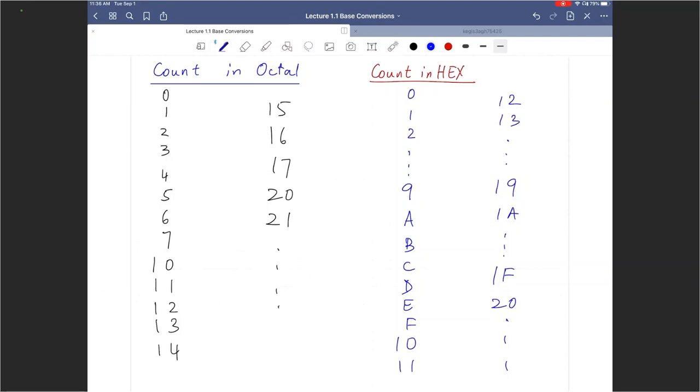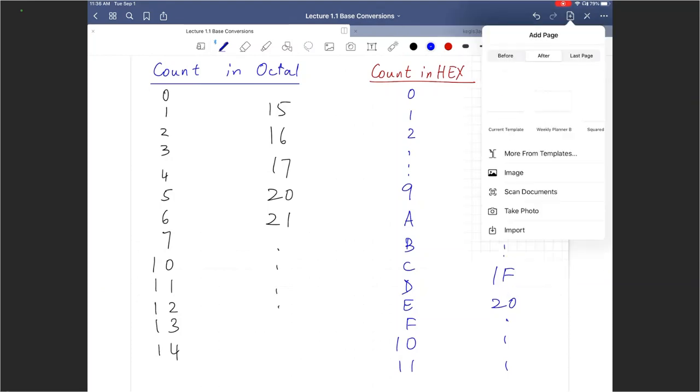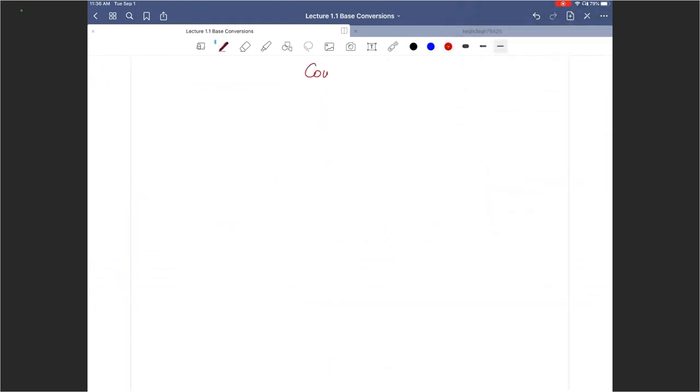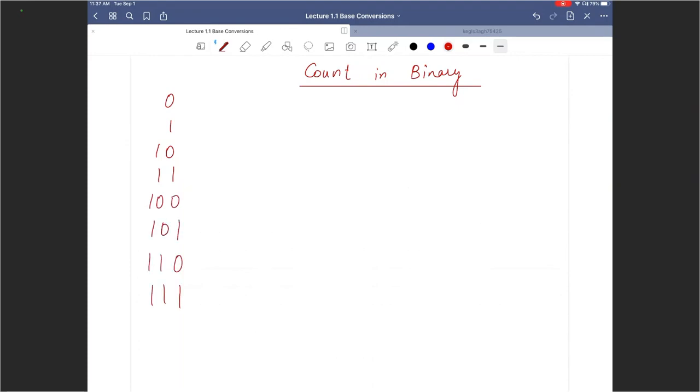Okay, let us do one more. Count in binary. Zero, 1. What comes next? Okay, what comes next? 11. Okay, what comes next? Oh, they cannot be 2. You can only have zeros and ones in a binary number system.